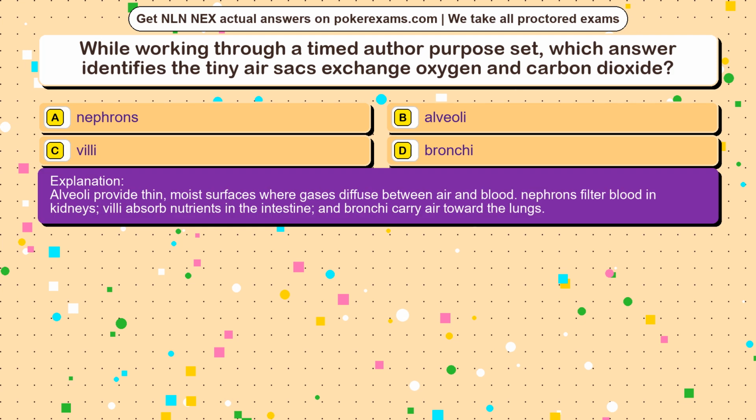Alveoli provide thin, moist surfaces where gases diffuse between air and blood. Nephrons filter blood in kidneys, villi absorb nutrients in the intestine, and bronchi carry air toward the lungs.